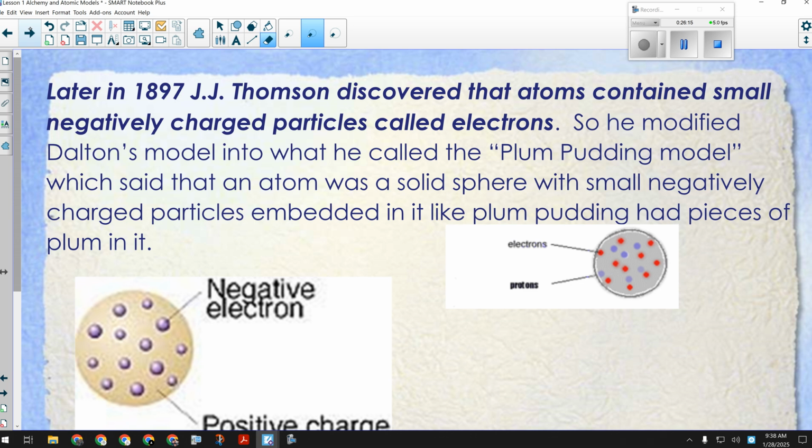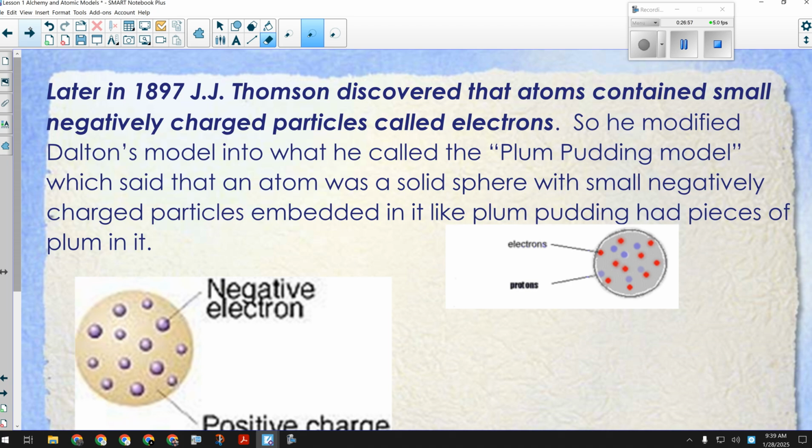Now, there are some flaws with the plum pudding model as well. We already knew at this point that all matter, or all elements, were electrically neutral. That means yes, there are these negatively charged particles called electrons, but an atom overall has a charge of 0, which means there's got to be some positive charge somewhere to offset all these negative charges. So Thomson explained that by saying the big central sphere is positively charged, and the negative charges are stuck to it because opposites attract. That made sense, and people were okay with that.